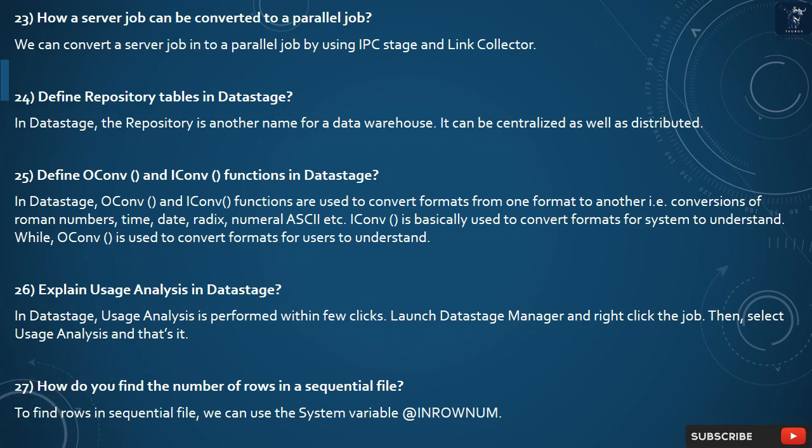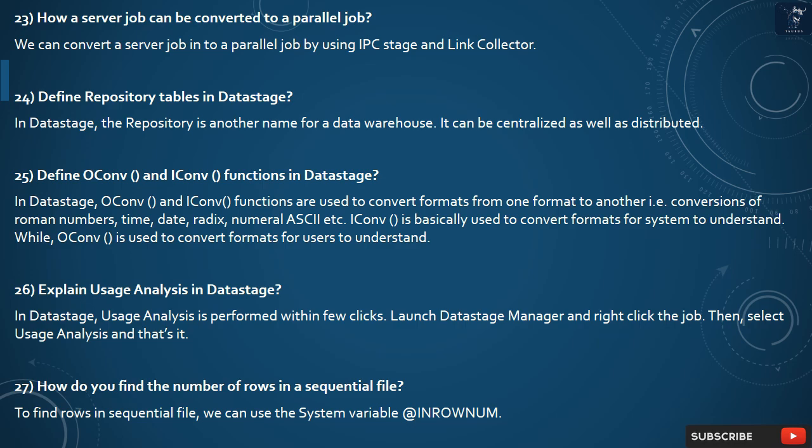23. How a server job can be converted to a parallel job. We can convert a server job into a parallel job by using IPC stage and link collector. 24. Define repository tables in DataStage. In DataStage, the repository is another name for a data warehouse. It can be centralized as well as distributed.